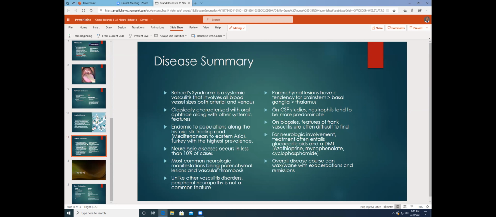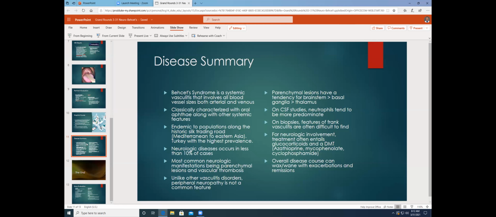And I thought this one was interesting. Unlike other vasculitic disorders, peripheral neuropathy tends not to be a common feature. Parenchymal lesions, like we talked about, tend to have a predilection for brainstem more than basal ganglia, more than thalamus. On CSF studies, interestingly, neutrophils tend to be the more predominant cell type. Biopsies tend to not show frank vasculitis, so that makes histopathologic confirmation a little bit of a pain.